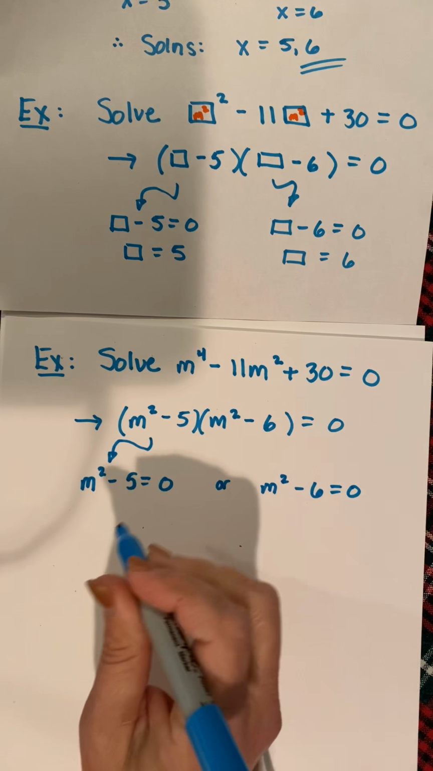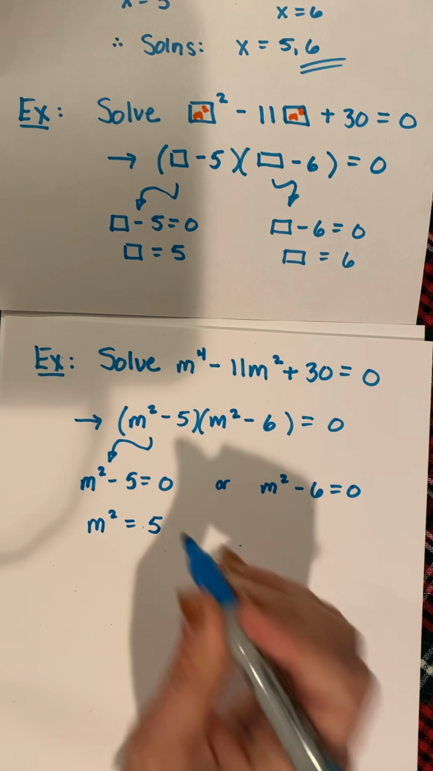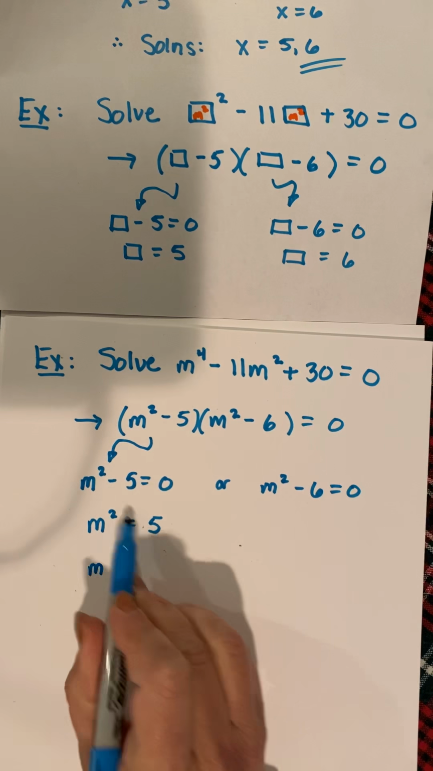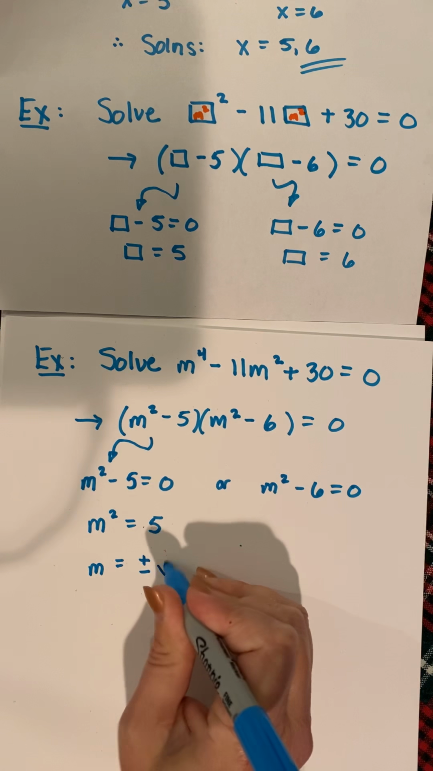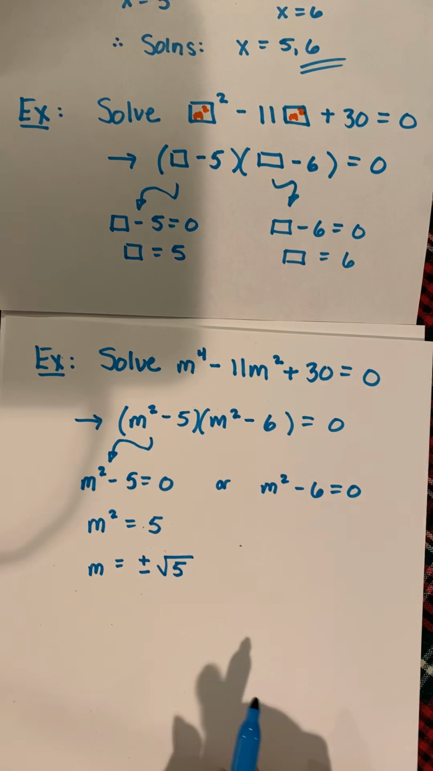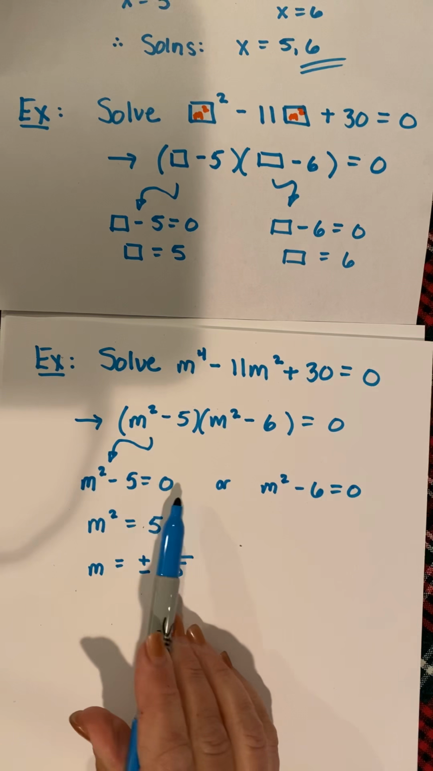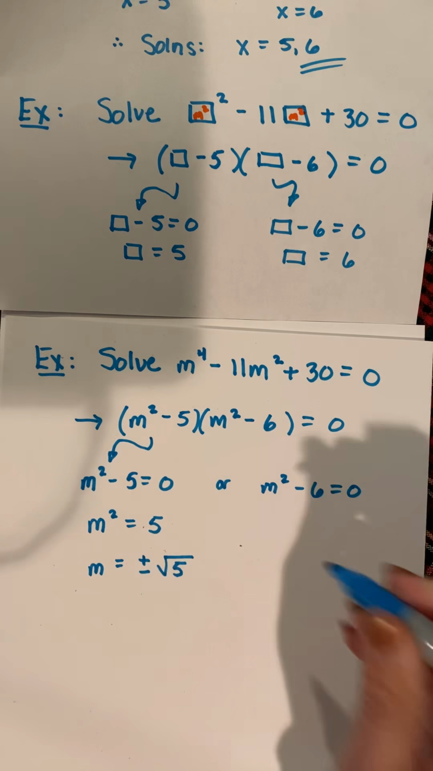We're going to now use the square root property. We're going to add 5 to both sides. So m squared equals 5. M is equal to, well, if something squared equals a number, m is equal to the positive or negative square root of that number. So we have two solutions from this first factor. If m squared minus 5 equals 0, then m is equal to the positive square root of 5 or the negative square root of 5.